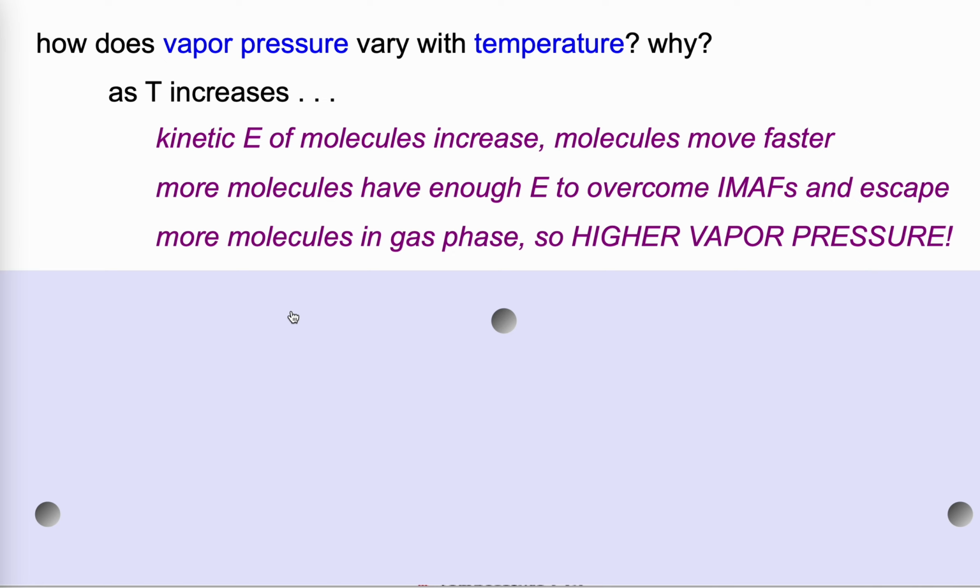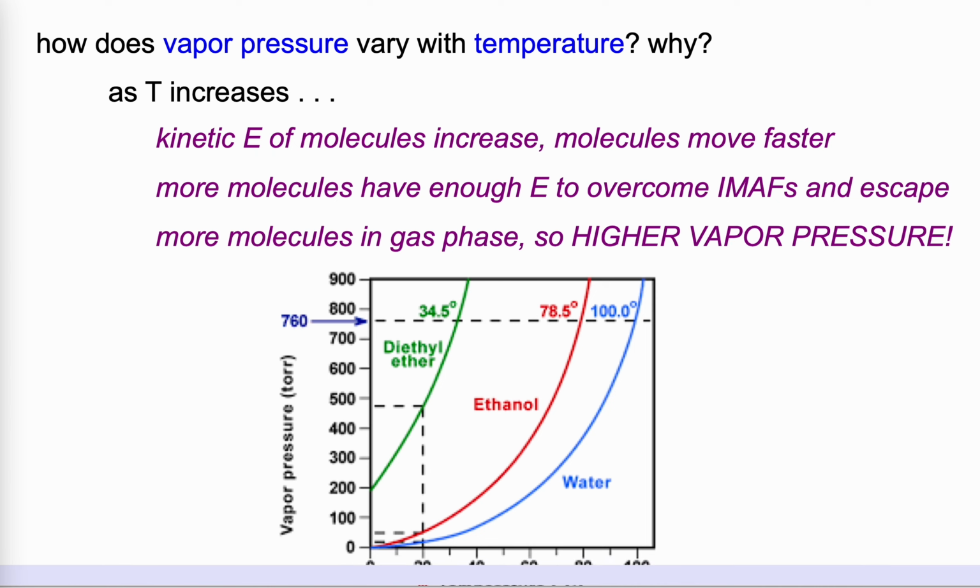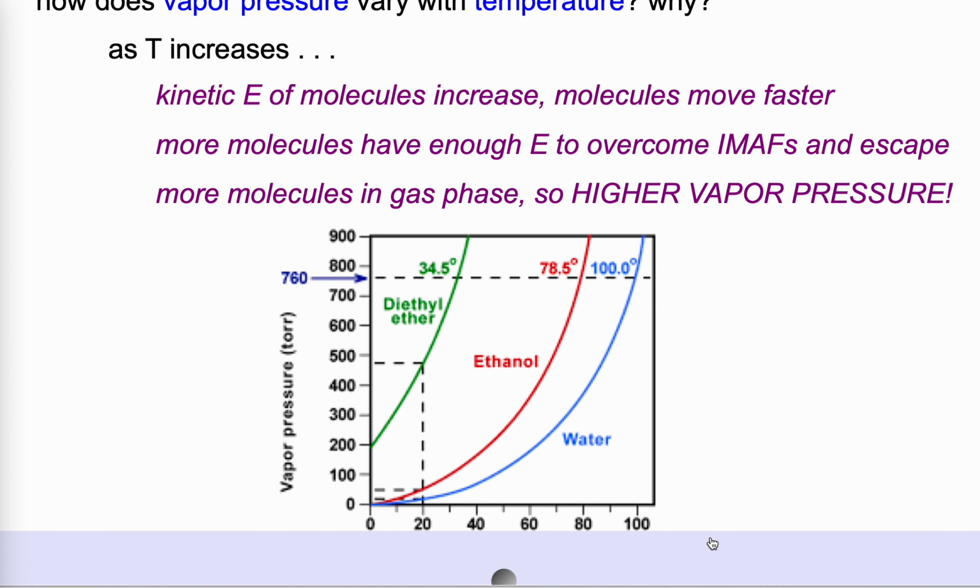And I'm going to show you a graph that illustrates how the vapor pressure of three different liquids varies with temperature. It's kind of a complicated graph. There's a lot going on, but I'll explain it in detail. And this is what it looks like. I've got temperature as the independent variable in degrees Celsius. I've got vapor pressure in units of torr, which we'll explain soon, on the y-axis as the dependent variable. And there are three lines, one in green, one in red, one in blue.